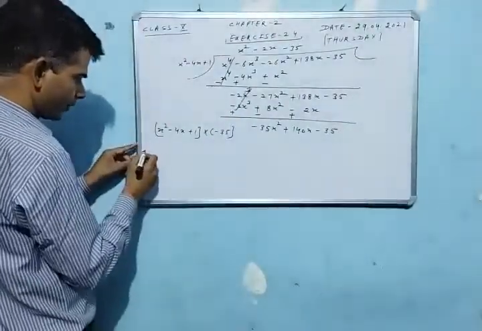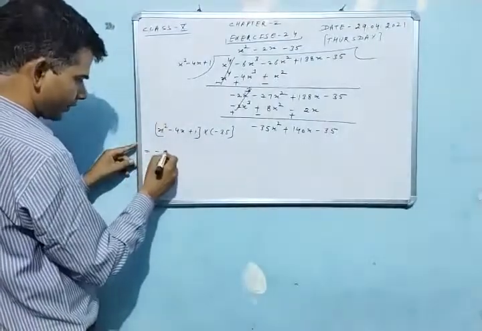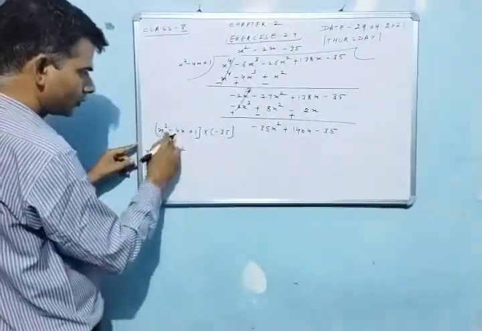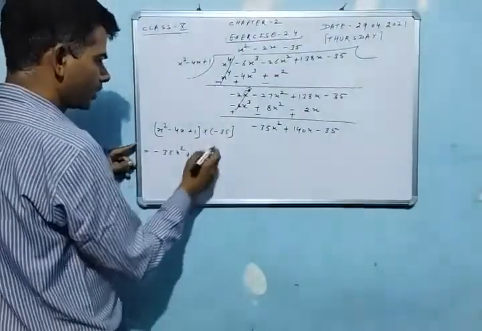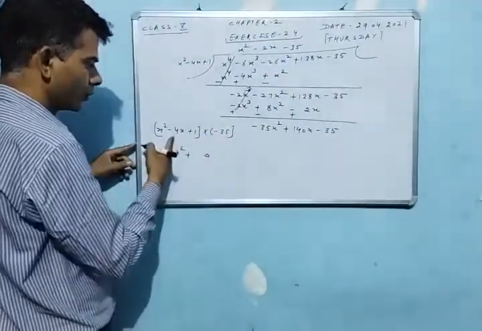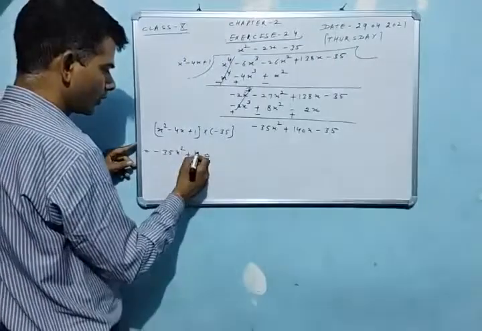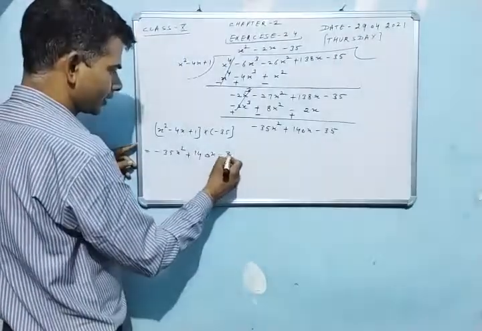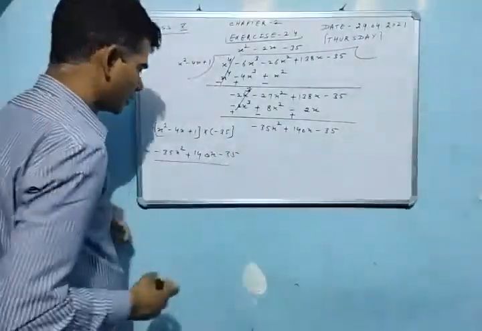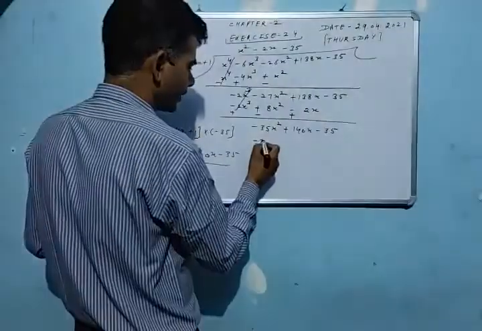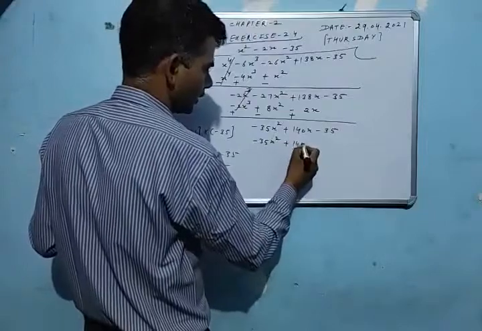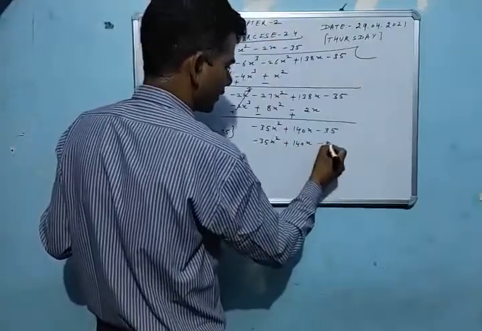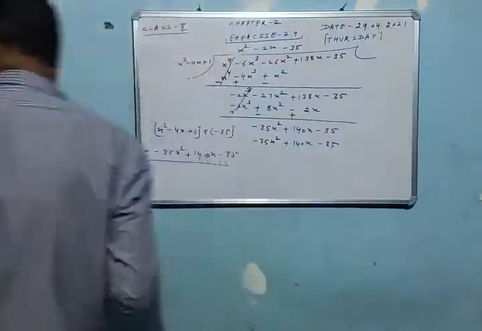Now student, that will become minus 35x square, minus minus plus, 4 5s are 20, 4 3s are 12, 12 or 2, 140x minus 35. Now student, it will become minus 35x square plus 140x minus 35.